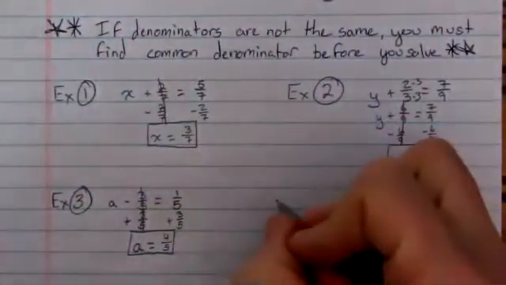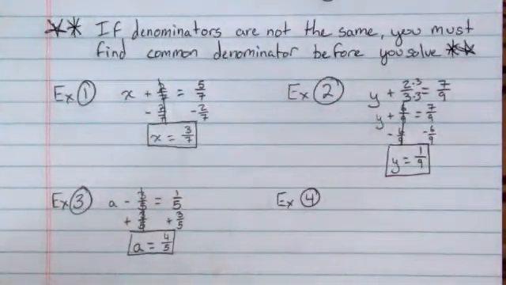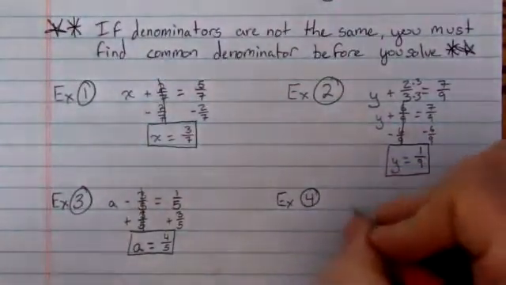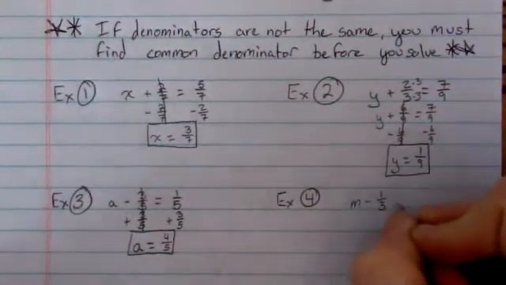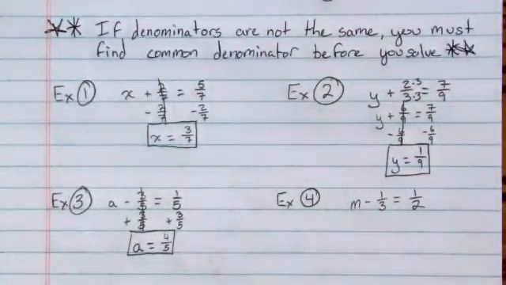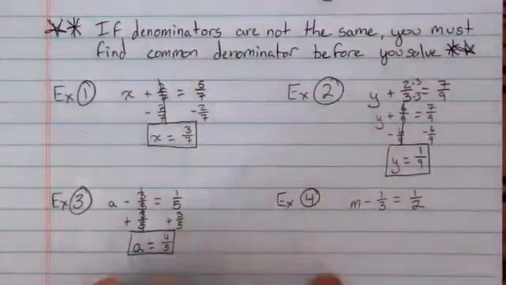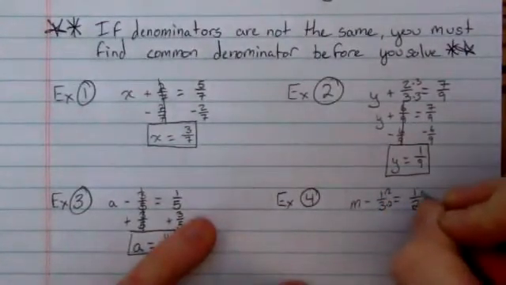Let's go to example 4. Example 4: m minus 1/3 equals 1/2. So if we look here, do we have common denominators? Nope. So guess what? We got to find a common denominator. This one works where we can just multiply by the opposite denominator. So we're going to multiply this side both by 2, this side by 3.